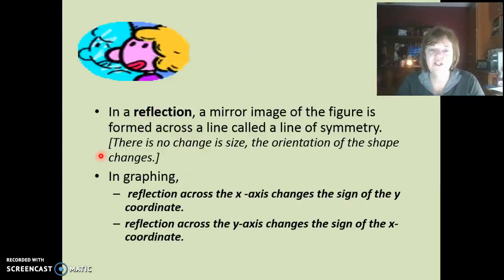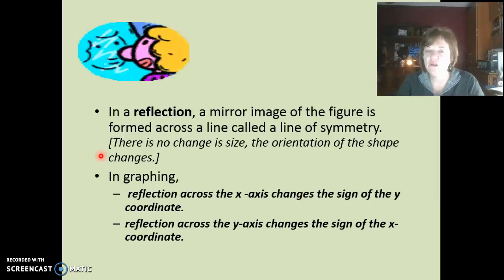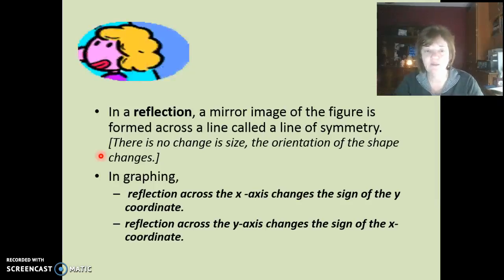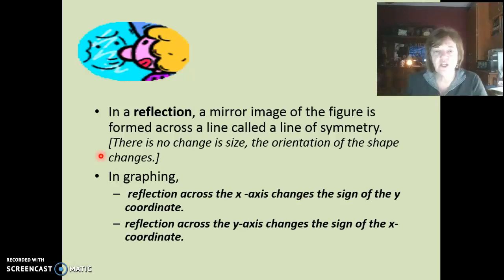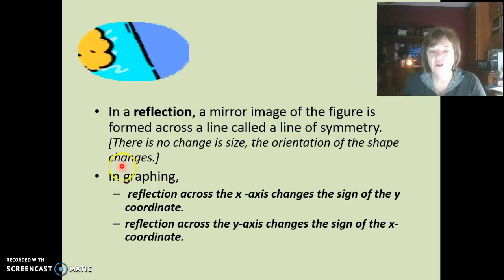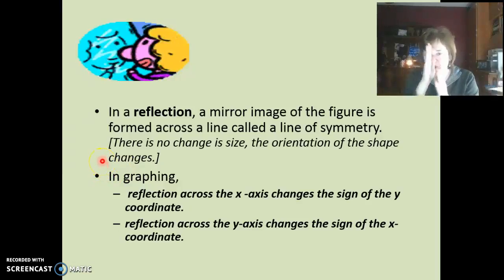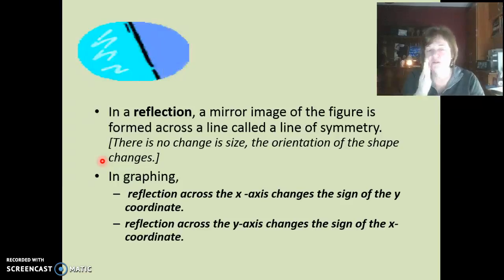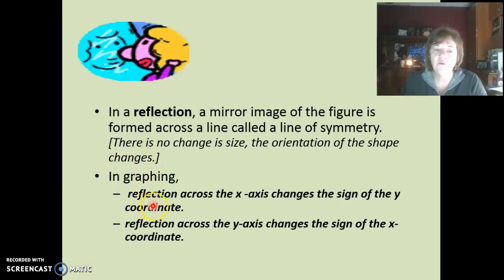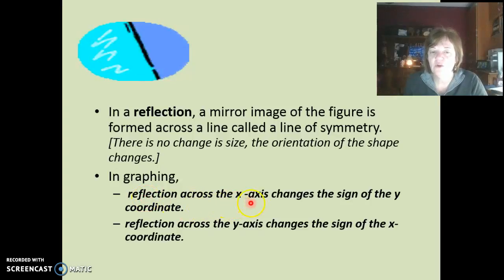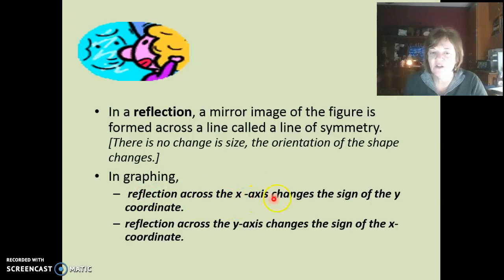So reflection is a mirror image of a figure, okay? It's formed across a line we call symmetry, which again, like I said, we talked about in the last lesson. There is no change in size, okay? The orientation of the shape changes, so it flips. Think of putting up a mirror right in the center of something, okay? So when we're graphing it, it's interesting that when we go across using the x-axis as our symmetry line, it changes the sign of the y.